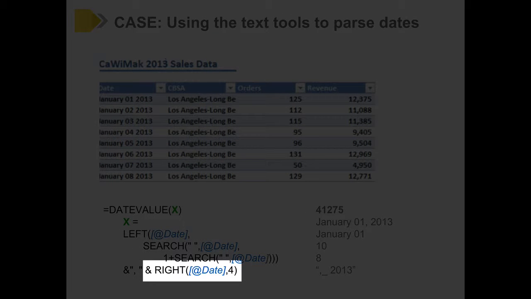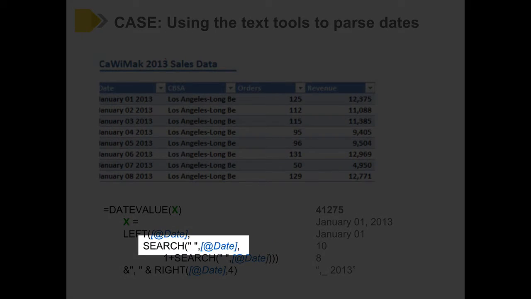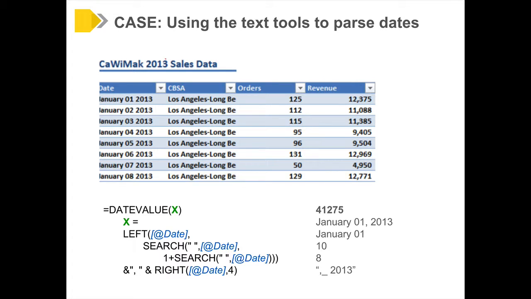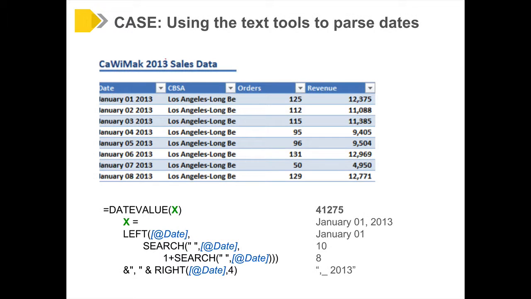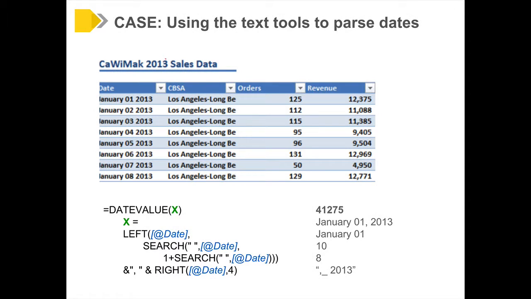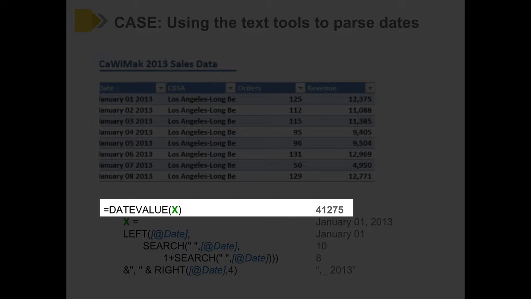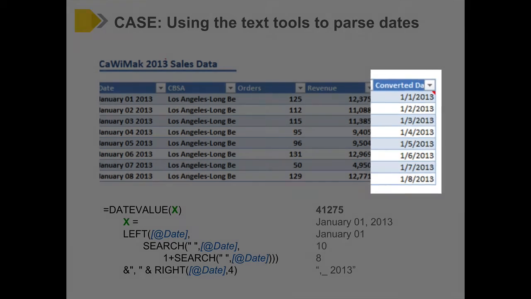The right part is easy. That's simply taking the last four characters of the string. To get the left part, we need to search for a space, but we need to begin the search at one character after the first space is discovered. We know from the formatting that there are always exactly two spaces, and so we know that this blueprint will always work. When we apply the date value to this, we get a real date value. Done correctly, this will populate all of the records with a new date serial value on the right-hand side.